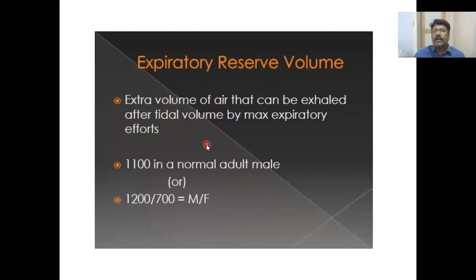Now, ERV, or expiratory reserve volume. Expiratory reserve volume means the extra volume of air that can be exhaled, that can be sent out after a tidal volume. That means I have sent out some amount of air, but after that I still have some air in the lungs which I can send out through forceful expiration, and this we call the expiratory reserve volume, or ERV. It is generally around 1100 ml in an adult male. So it varies around 1100 to 1200 ml of air.